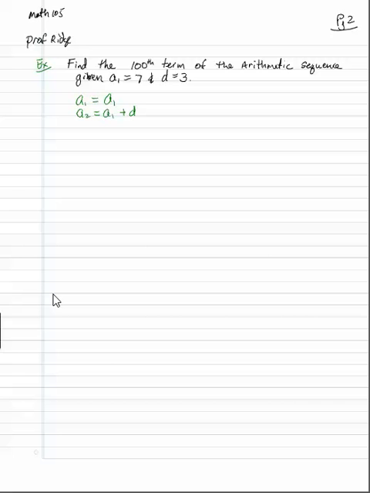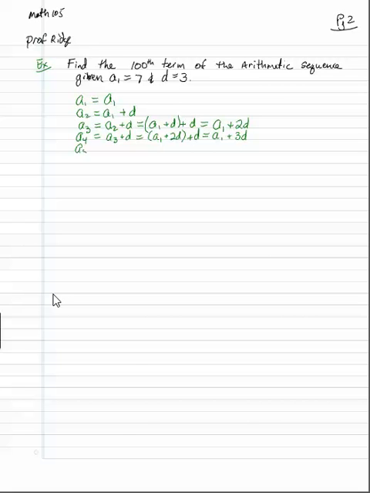d to the previous term, look at a sub 3. It would be a sub 2 plus d, but we know that a sub 2 is a sub 1 plus d, which gives us a sub 1 plus 2d. And then a sub 4 is a sub 3 plus d, but we just found out that a sub 3 is a sub 1 plus 2d plus our other d. To get a sub 4 would be a sub 1 plus 3d.